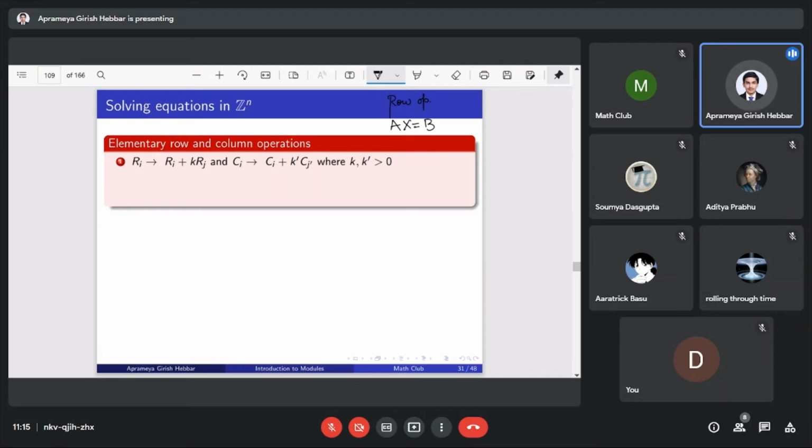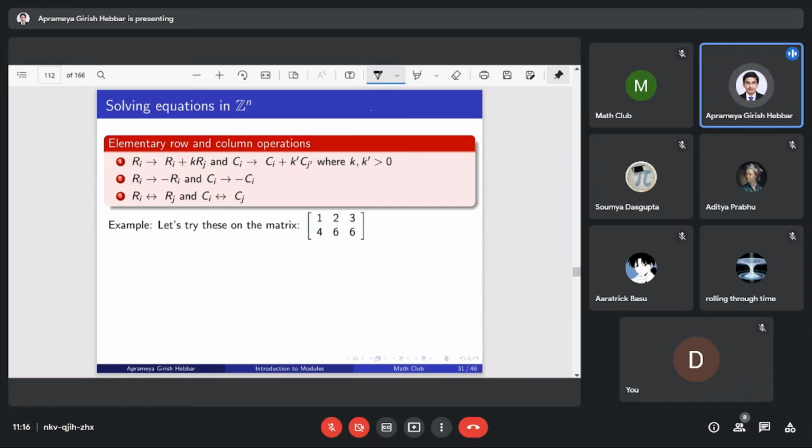So the first row operation is, you can replace ri with ri plus k rj, and the corresponding column operation is ci with ci plus k' cj. Again, k and k' can be any integers, not only greater than 0. The second operation is, you can multiply a row only by -1. No other element is allowed. You can't multiply by 2 or 3, you can only multiply by -1. And the third operation is you can interchange two rows or you can interchange two columns.